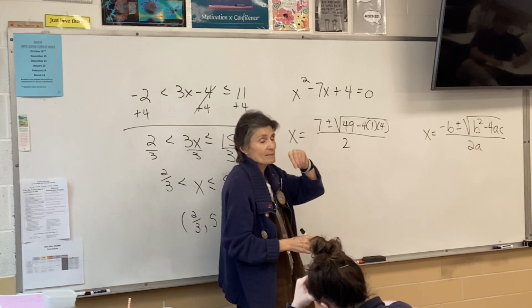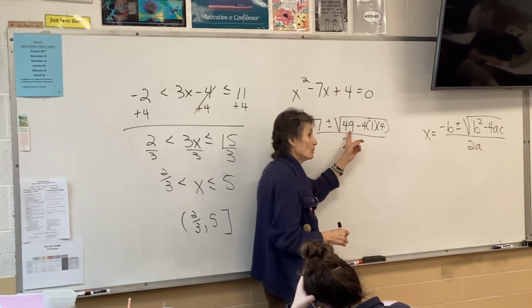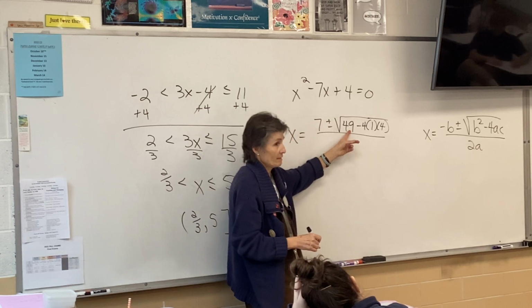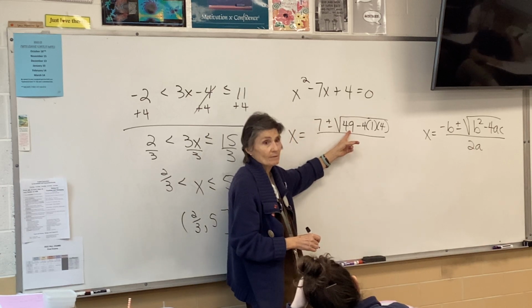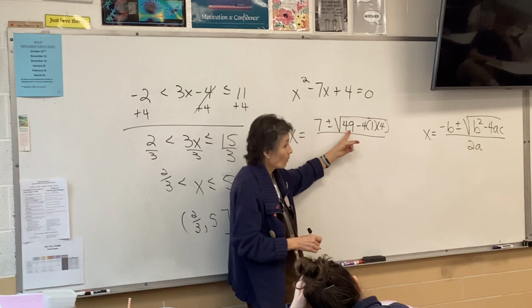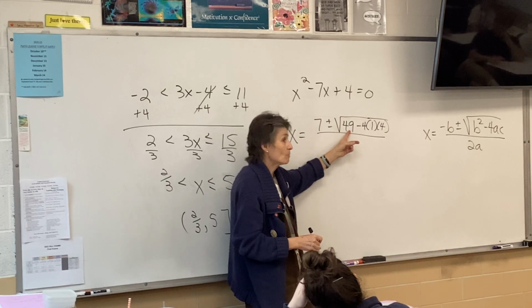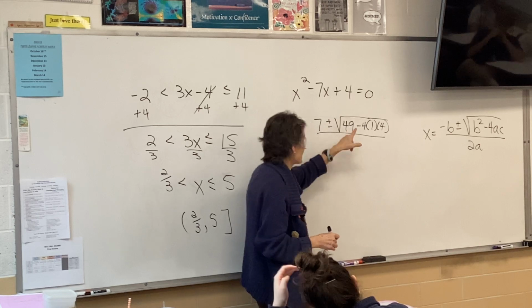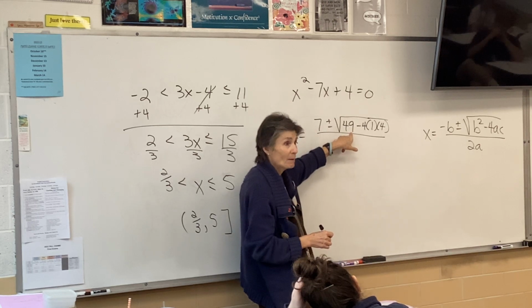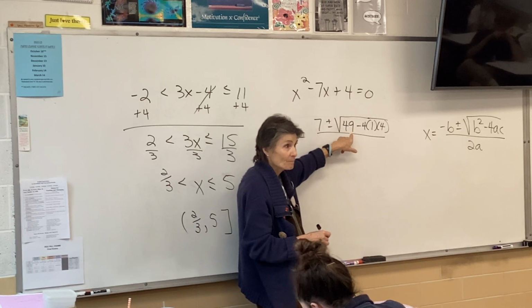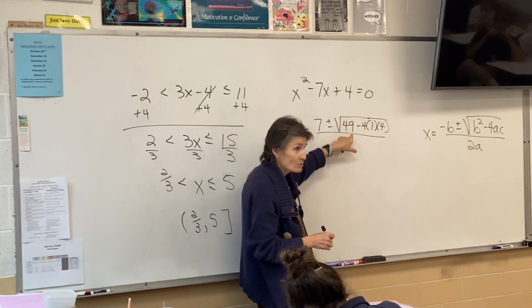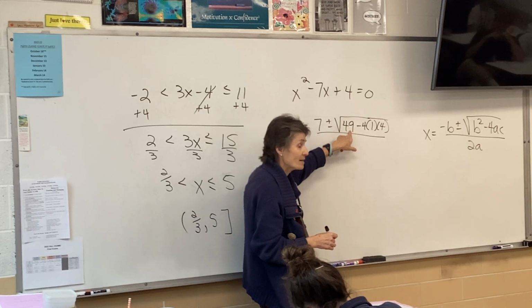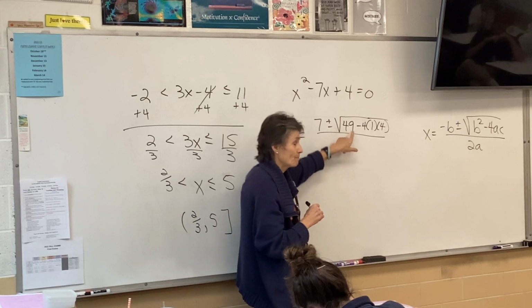Listen, we get a lot of mistakes. Is that 49 right there? It's positive. Why is it positive? Because we got it by squaring something. And I don't care if you squared a negative or a positive, it doesn't make any difference. That number will be positive always. I should never see a negative right here because that's a square.